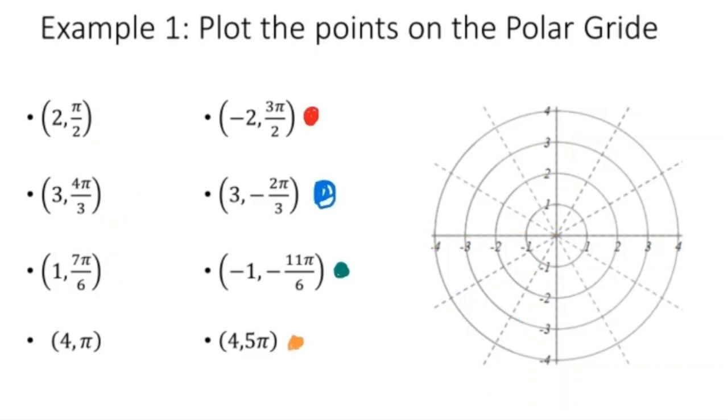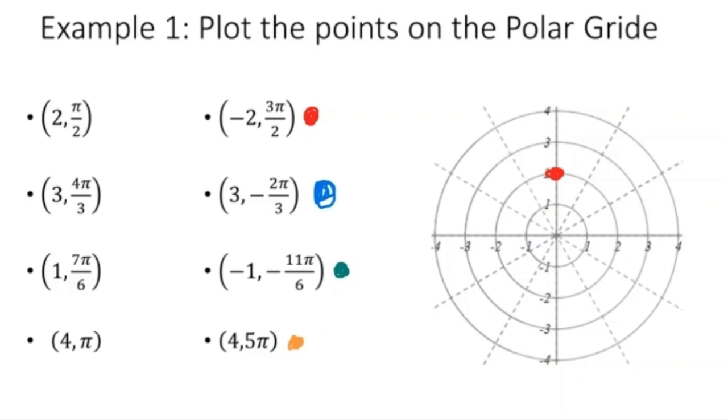Now we're going to plot (-2, 3π/2). We'll start by drawing 3π/2 in standard position, and that would coincide with the negative y-axis. However, our radius is negative this time. That means we're not going in the direction of our terminal side. We'll be going in the opposite direction. So instead of going down, we're going up 2 units away from our pole. And there's our point for (-2, 3π/2).